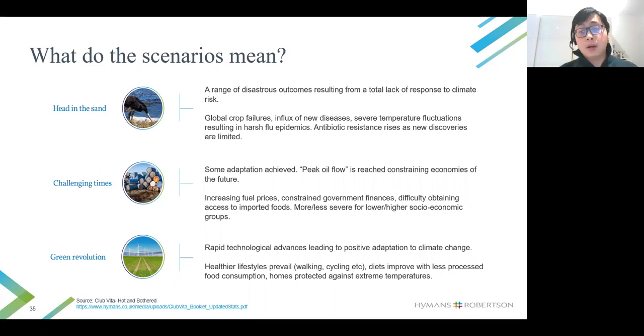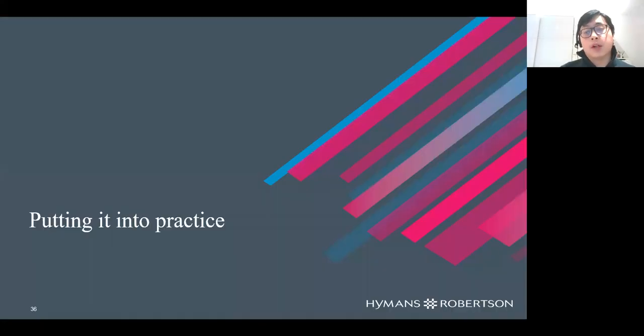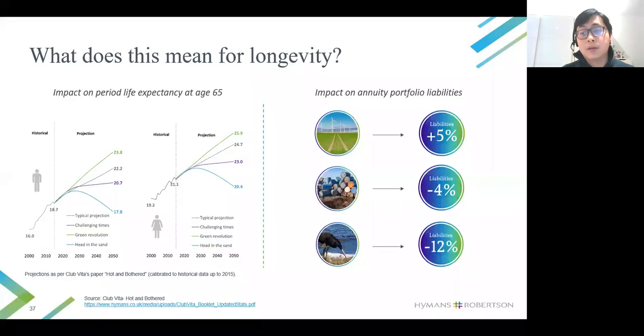So moving on, once we've constructed some narratives, we can then start to translate some of these into impacts. In the next section, we'll first take a look at the impact on the liability side of an insurer's balance sheet, before expanding this to also consider what could happen on the asset side. So in terms of the liability side of the balance sheet, we start by looking at mortality rates and how they could be affected under each of these scenarios.